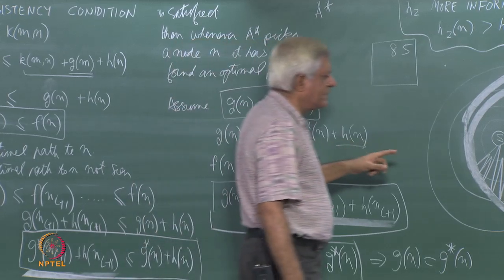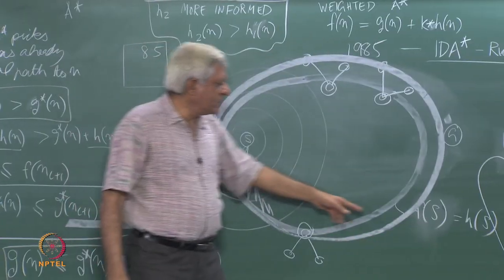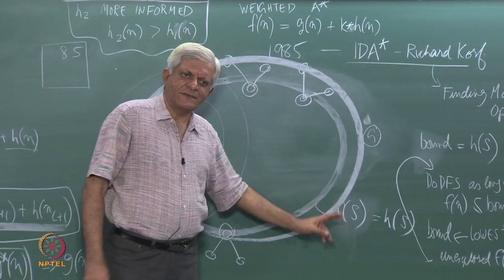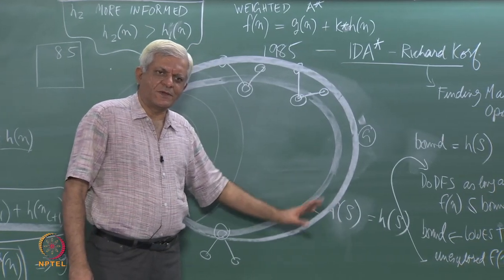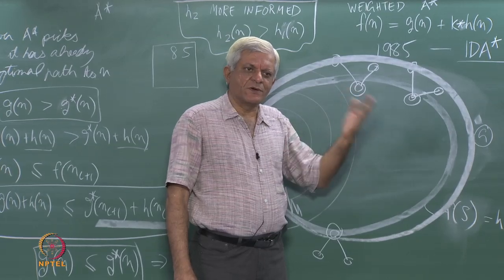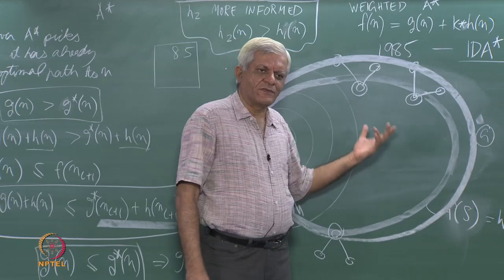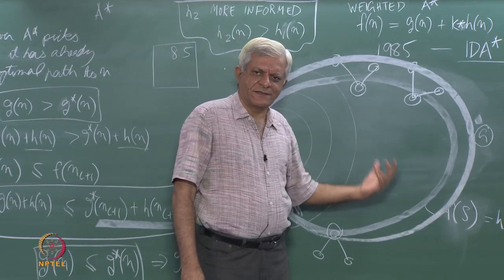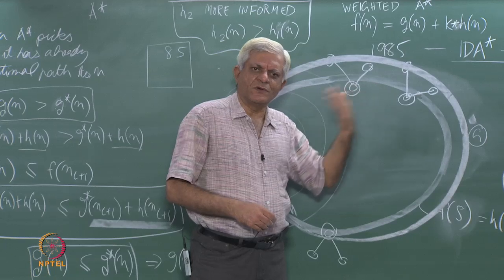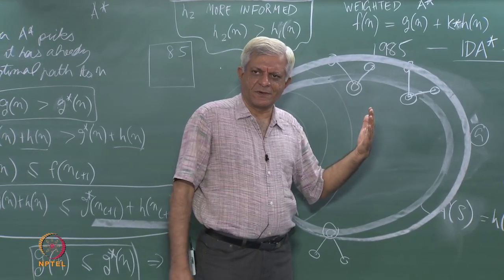Well, when it starts with a bound which is equal to h of s, and given that h of s is an underestimating function, it is not possible that a path of length greater than the optimal cost will exist within h of s. If the actual cost of going to the goal is h star of s, h of s is less than h star of s. So, this boundary will never take you to a node which is more expensive than the optimal cost.